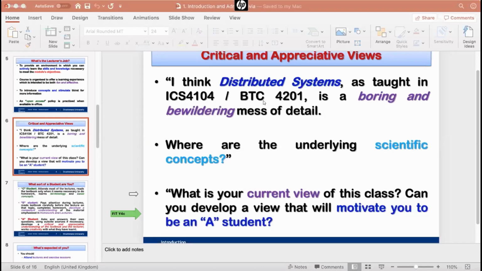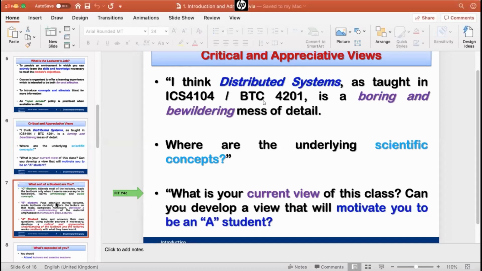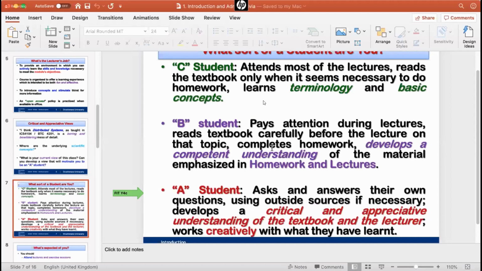So the first thing that you want to look at here, what is your current view of the class? This is important because it will motivate you to be able to move. I have this case whereby you as a student are looking at basic concepts or just terminology, and that means that you will have a very narrow understanding of this. So I like the last one, where you have critical and appreciative understanding of the textbook, the lecturer, and the notes, and creatively use this.